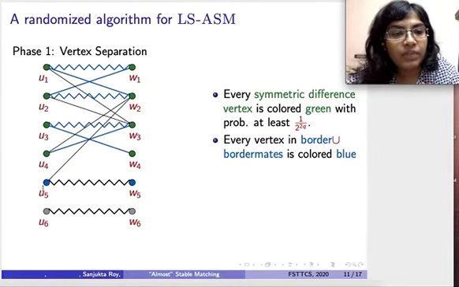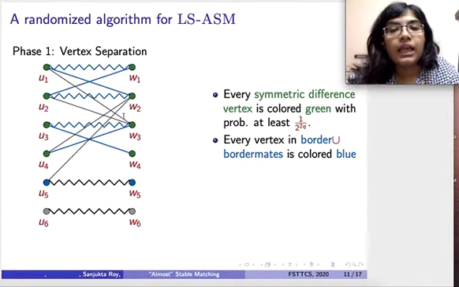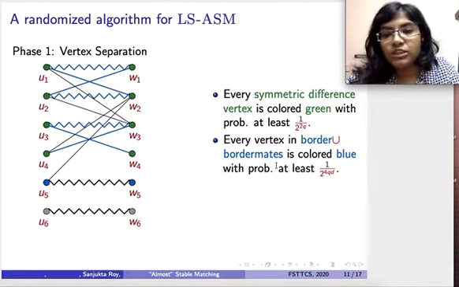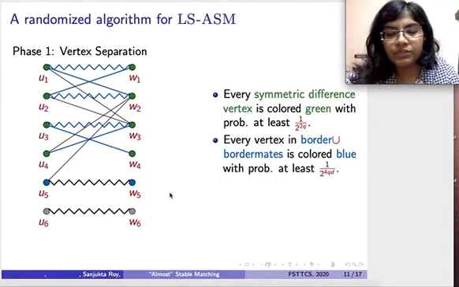And how many such blue neighbors can you have, like how many border vertices can you have? Recall that the degree of each vertex is bounded by d. That means you can have at most 2qd border vertices, that is 2qd neighbors of the green vertices. So the total of border union border mates would be 4qd. So this probability is at least 1 by 2 power 4qd, right, that these vertices are colored blue.